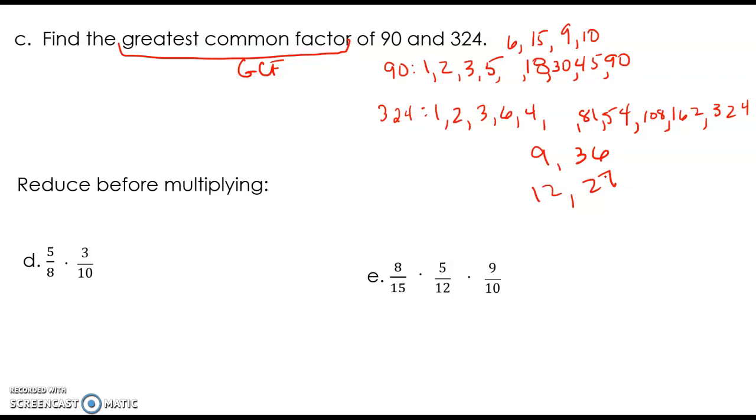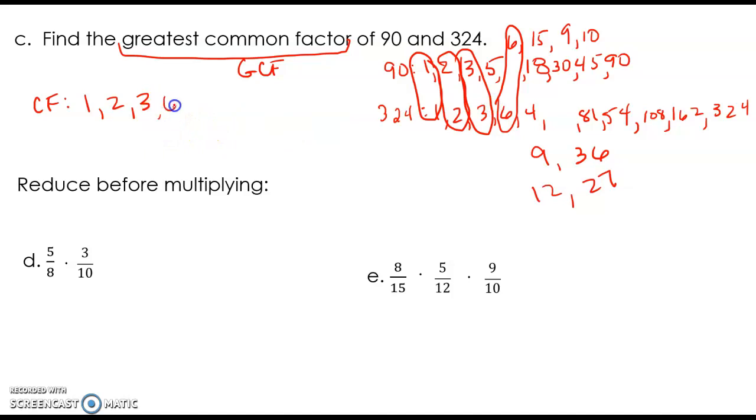Nope, I think we're done. So I'm going to stop there, and it says greatest common factor. So all of my common factors are going to be 1, 2, 3, 6, 15, 18, 9, 36, 12, 27. I think that is it, unless I'm not seeing something. So 9 would be your greatest common factor here, I think.